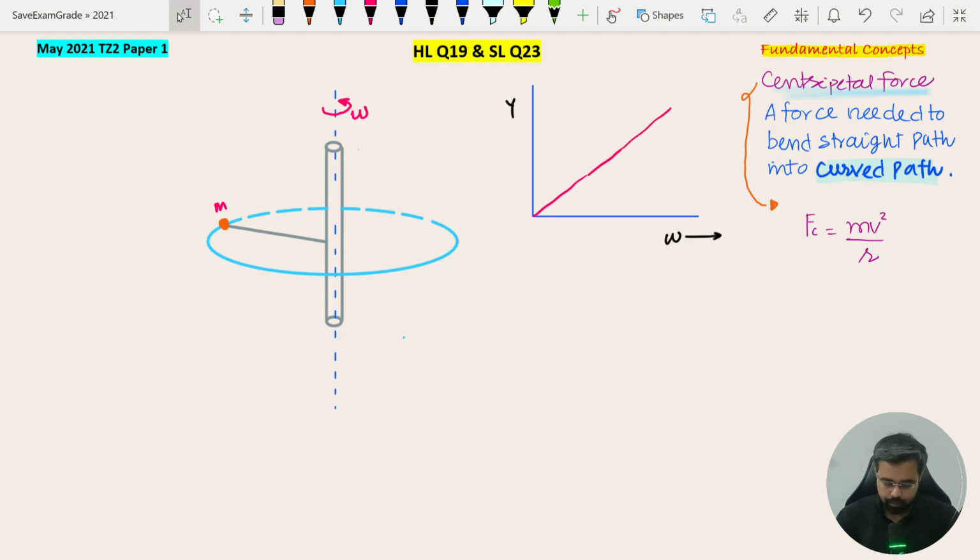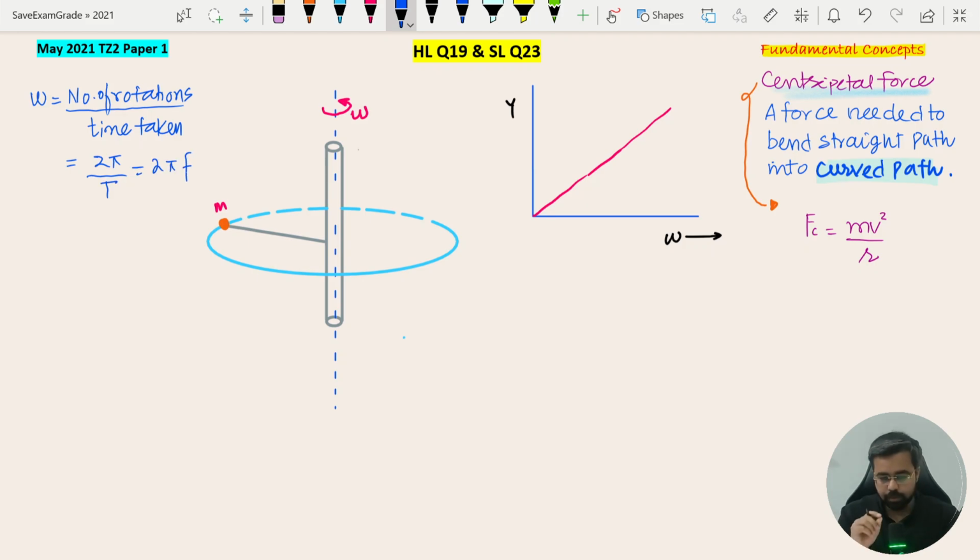Now, first of all, quickly understand what omega is. Omega is the angular speed or angular velocity, which tells us how many rotations a certain spinning body is completing every second, which is also equal to 2 pi over time period and can be written as 2 pi f. So when you increase the angular speed omega, it means you are spinning this rod faster about its axis of rotation.